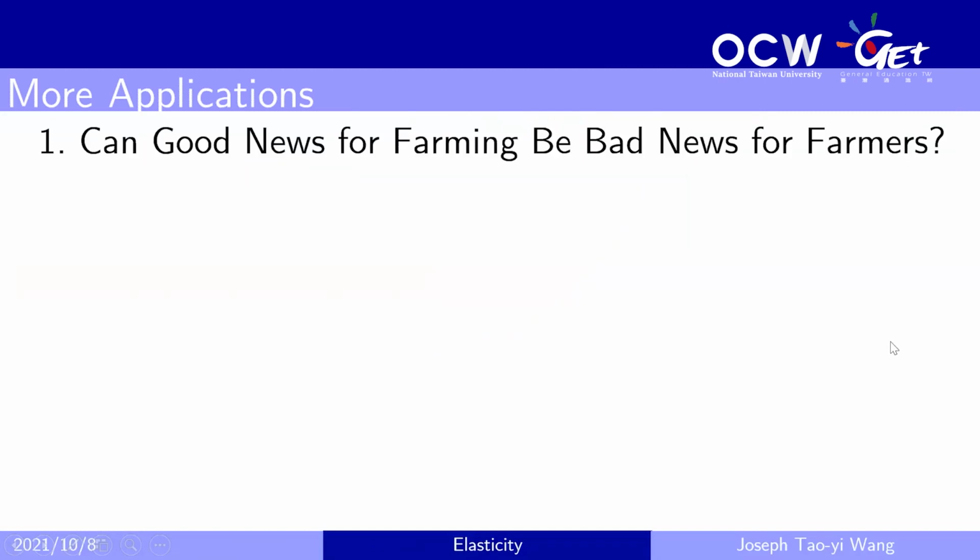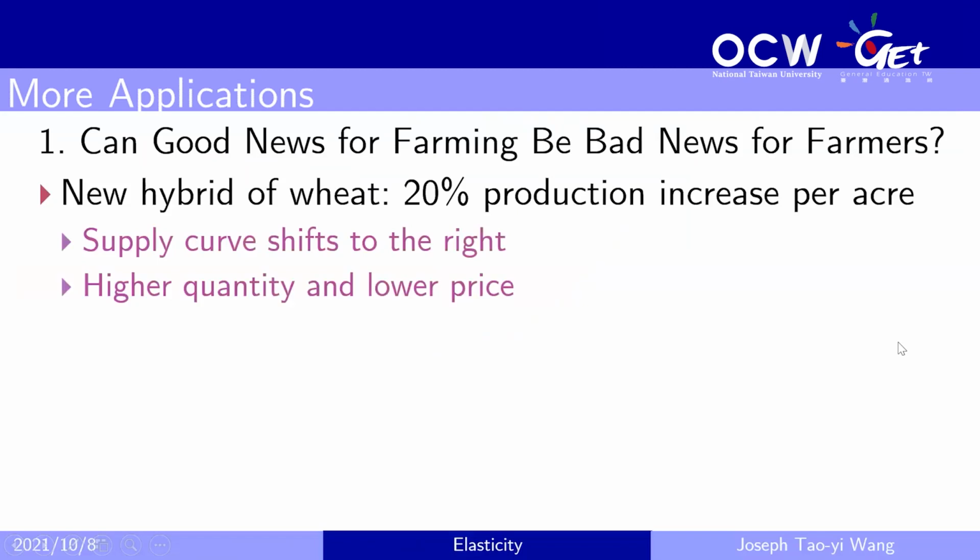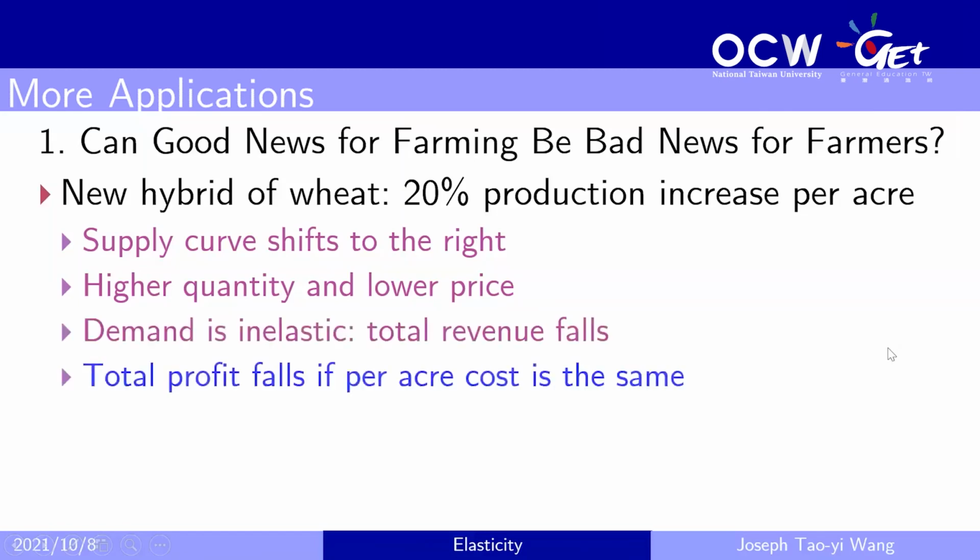Okay, so now we'll look at some more applications. Can good news for farming be bad news for farmers? So think of some agricultural innovation. So you have this new hybrid of wheat where you could produce 20% more per acre. So you're shifting the supply curve to the right. What does that mean? Well, quantity is going to go up because of production, but prices are going to go down. And here's the problem.